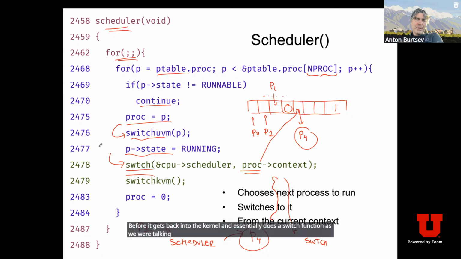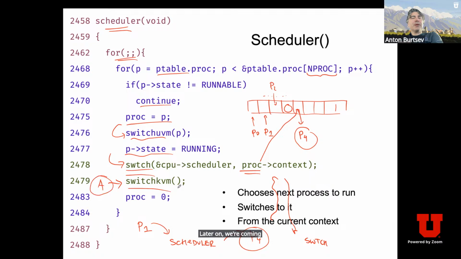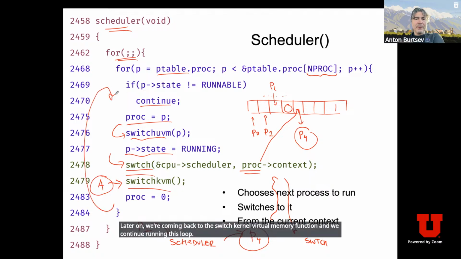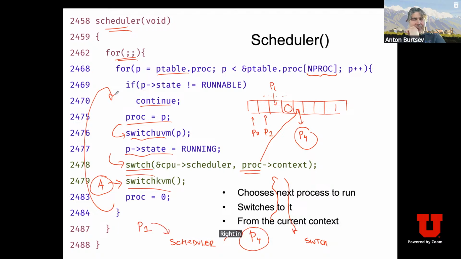And the switch function will come back exactly to this line, right? Because we called switch to this address A, which got saved on the stack of the scheduler. Later on, we're coming back to the switch kernel virtual memory function, and we continue running this loop in the scheduler. Let me stop again for questions. Does it make sense?